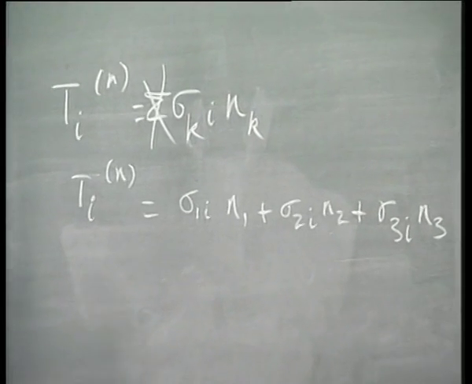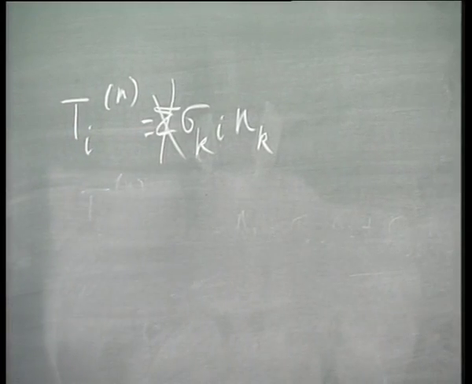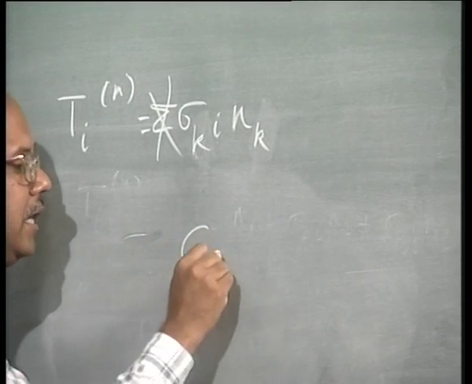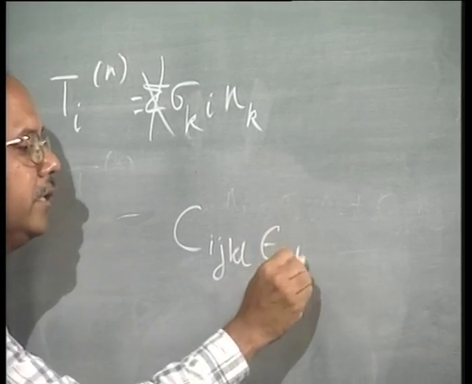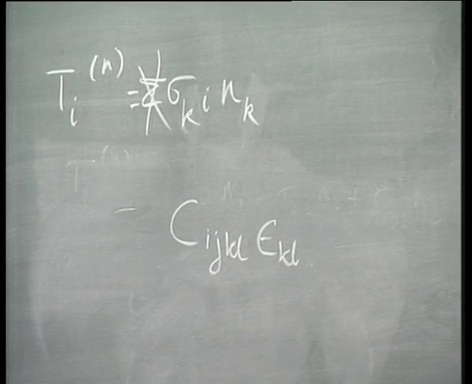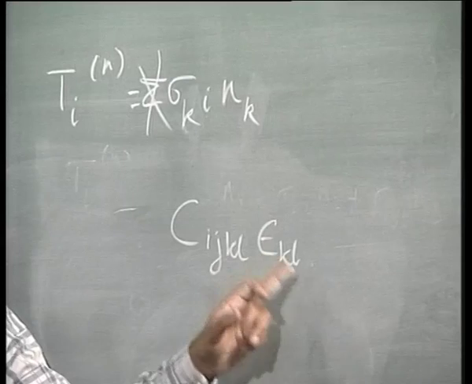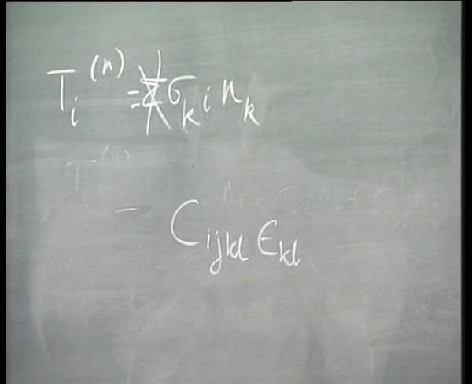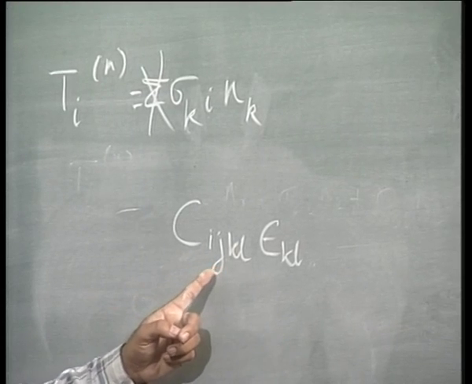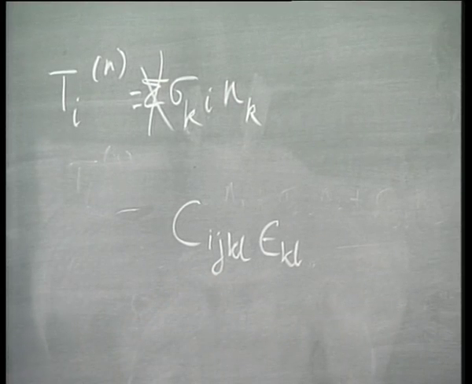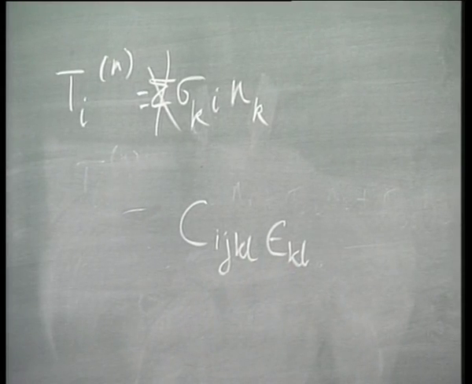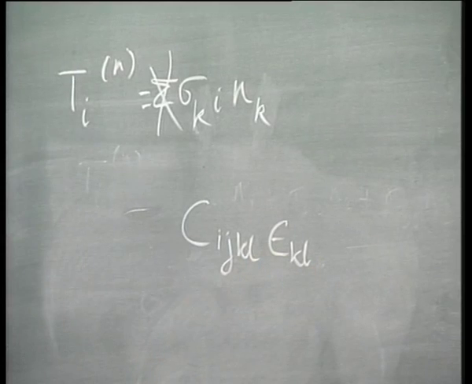What do I mean by that? Let me write one more small expression which we will use later, to understand what I am saying. Let us write C_ijkl epsilon_kl. Just take a second to understand what this means. Look at that. You have ijkl and kl. What is this first one? It is a tensor, correct, but what is the order? Fourth order. Okay. What is this? Second order tensor. So, a fourth order tensor now operates on a second order tensor.